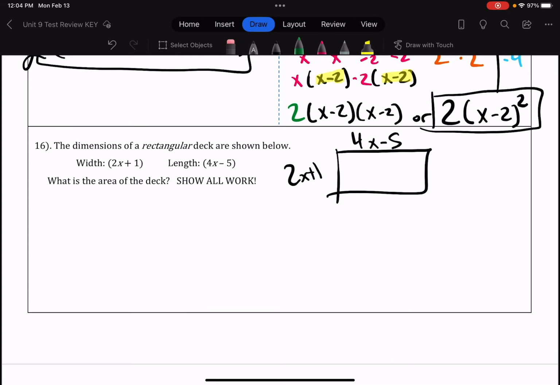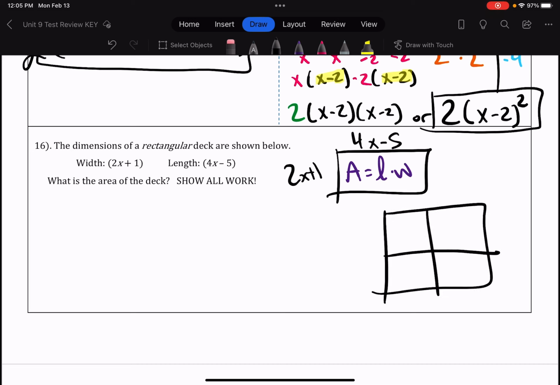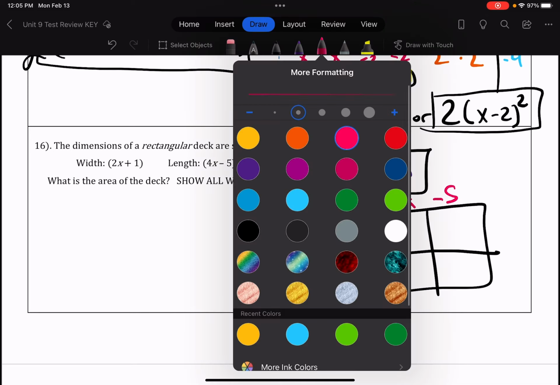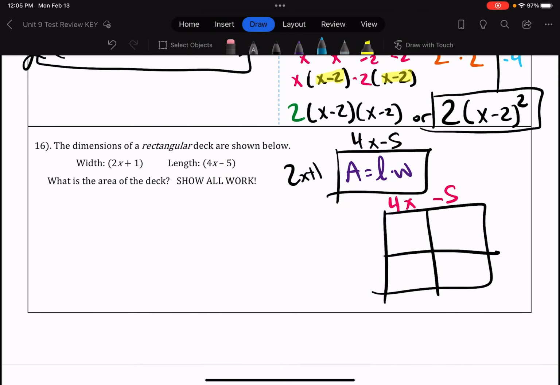And I know that area equals length times width, if Ms. Adams could write. In order to do this, we've got two binomial expressions here, so I'm going to use my box method, where I've got a length of 4x minus 5 and a width of 2x plus 1. So let's multiply these together.